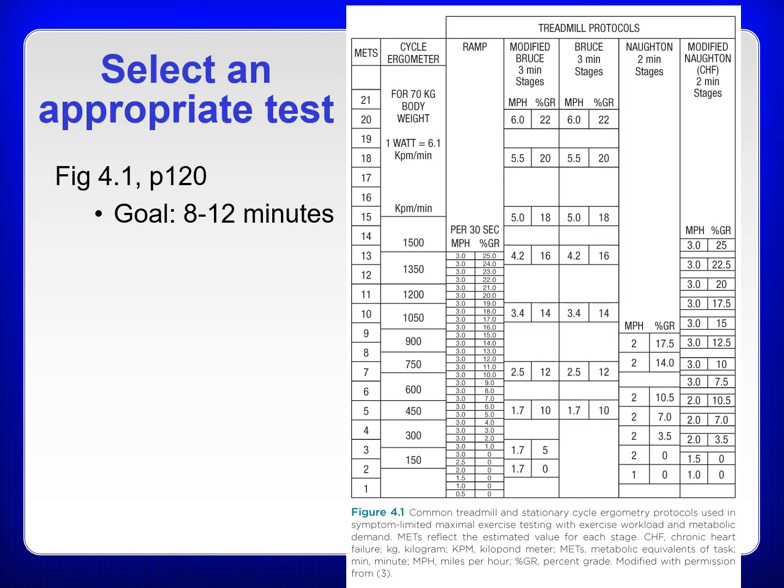Now, as you look at each stage, if you draw a line from the stage to the far left, you have an approximation of the MET value. So with the modified Bruce, if someone gets to 22% grade, 6 miles per hour at 3-minute stages and completes that whole thing, they are at about 20 METs. If they can only make it to 2.5 miles per hour and a 12% grade, or their 4th stage, they're right about 7 or 7.5 METs.